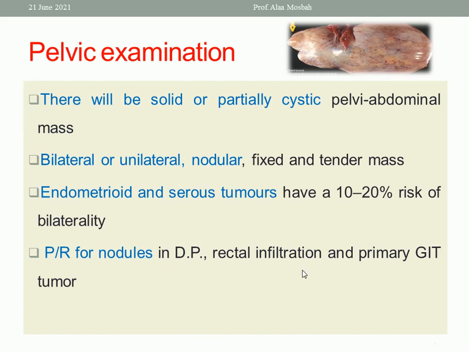On pelvic examination, you can feel the mass, which is solid or partially cystic. Also, you can feel nodules in the Douglas pouch over the uterosacral ligaments. Also, you can find that the tumor is bilateral, of limited mobility and tender. Endometrioid and serous tumors have a 10 to 20% risk of being bilateral.